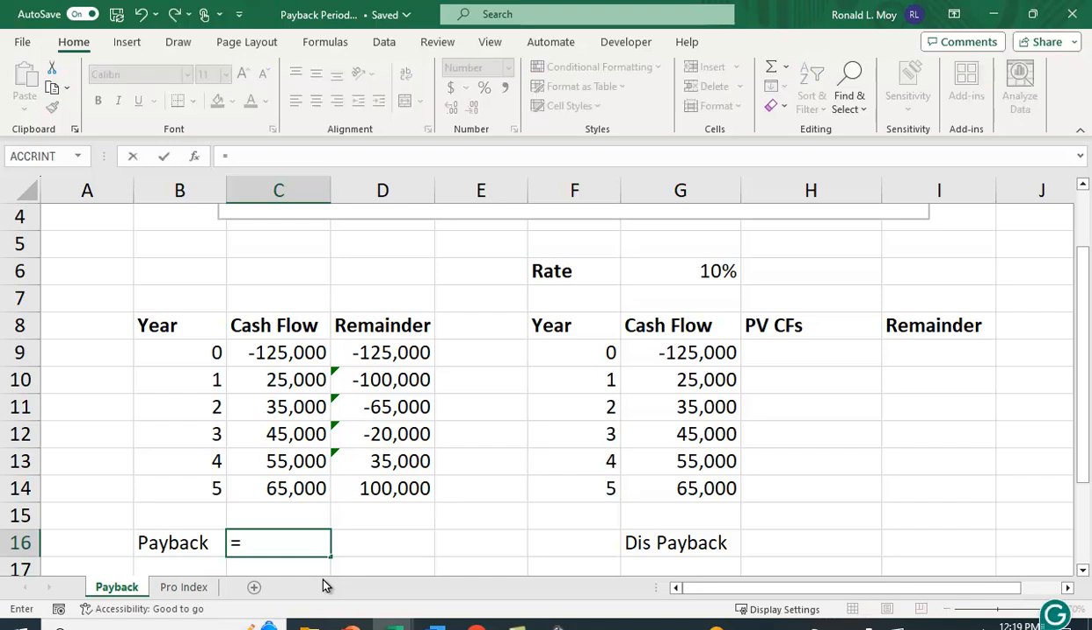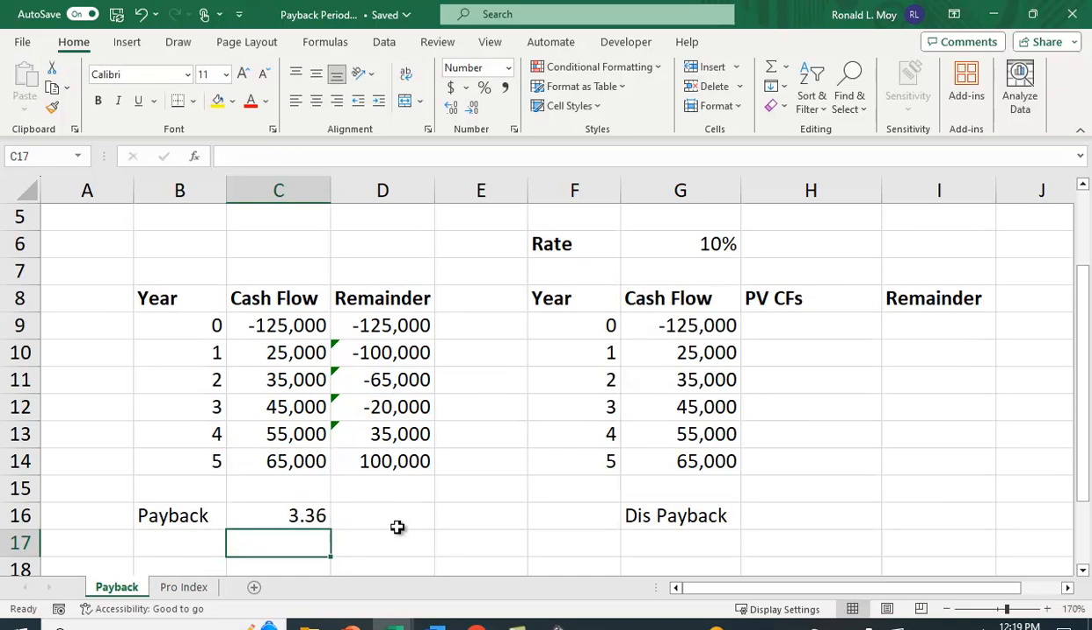So now the formula here is going to be 3 plus, and we're going to take the negative of this amount that we have to cover. I want it to be a positive number, divided by this value here, 55,000, and we get 3.36. So it takes a little more than a third of a year, a little more than 4 months, to cover that remaining $20,000 in year four. So the payback is 3.36 years. Okay, so that's how long to get your money back.